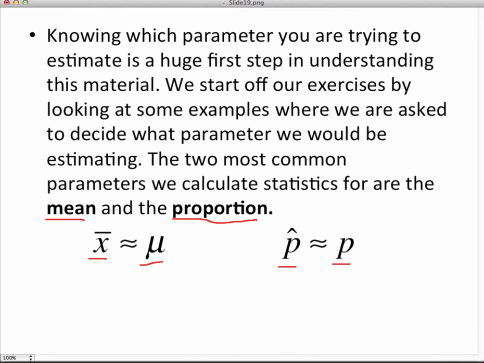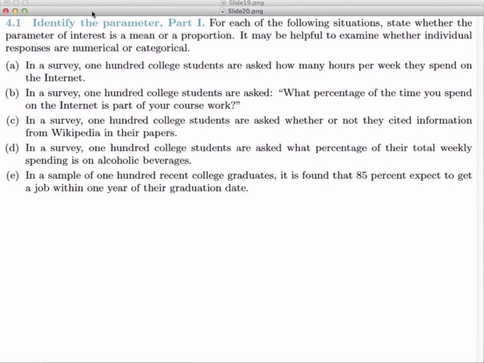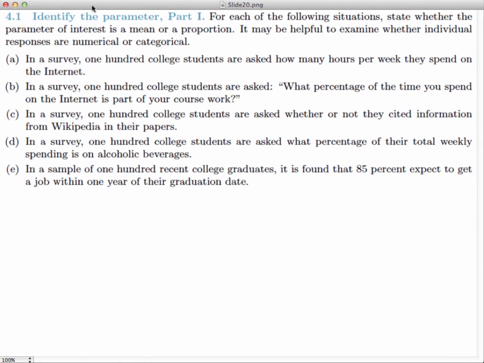All right, so I'll show you what's next here, and then we're going to take a pause and come back. Okay, so we're going to take a look at 4.1, where 4.1 is identifying the parameter, part 1. And so we'll take a pause here, let you digest what we just talked about, and we'll come back in a minute and actually work this problem.